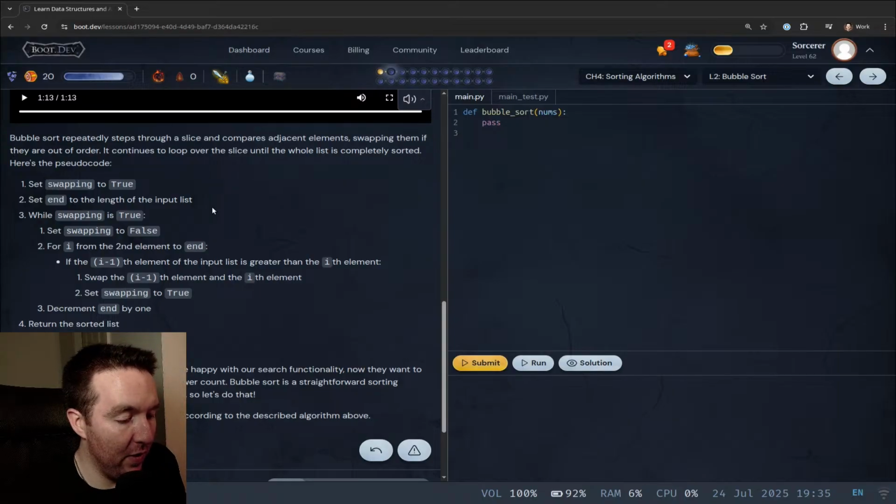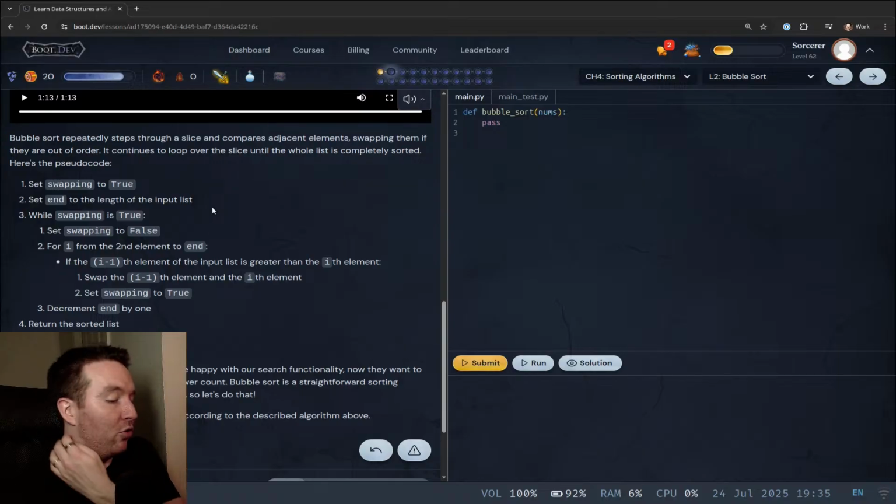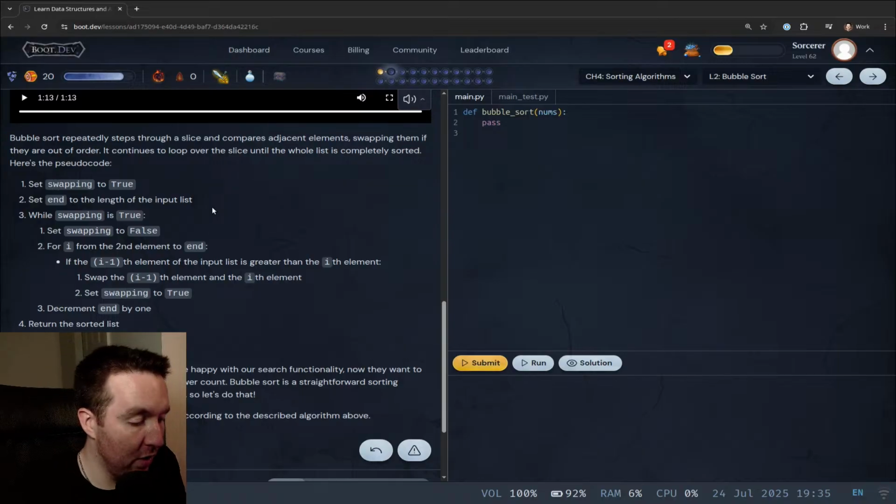Set swapping to true. Set n to the length of the input list. While swapping is true, set swapping to false. For i from the second element to the end, if the i minus 1th element in the input list is greater than the ith element, swap the i minus 1th element and the ith element, set swapping to true, decrement end by 1, return the sorted list.